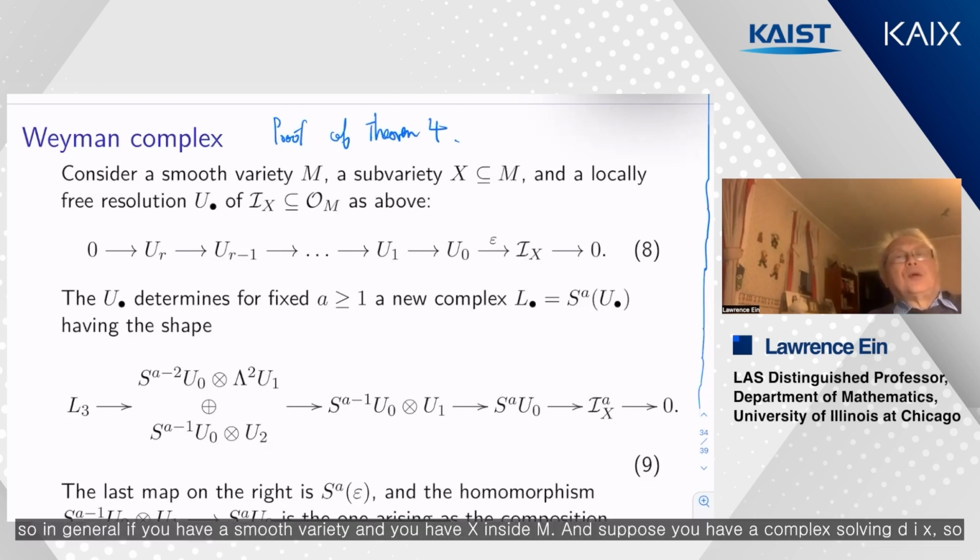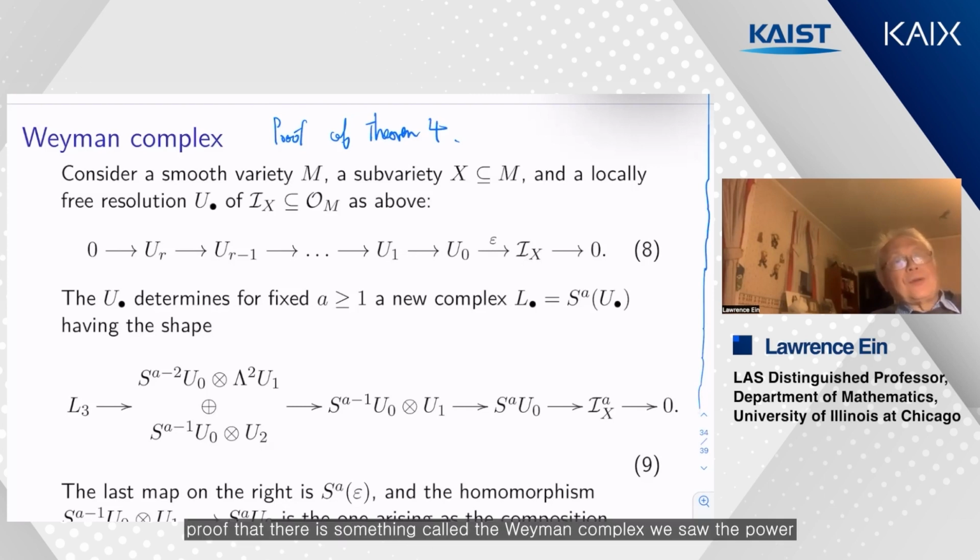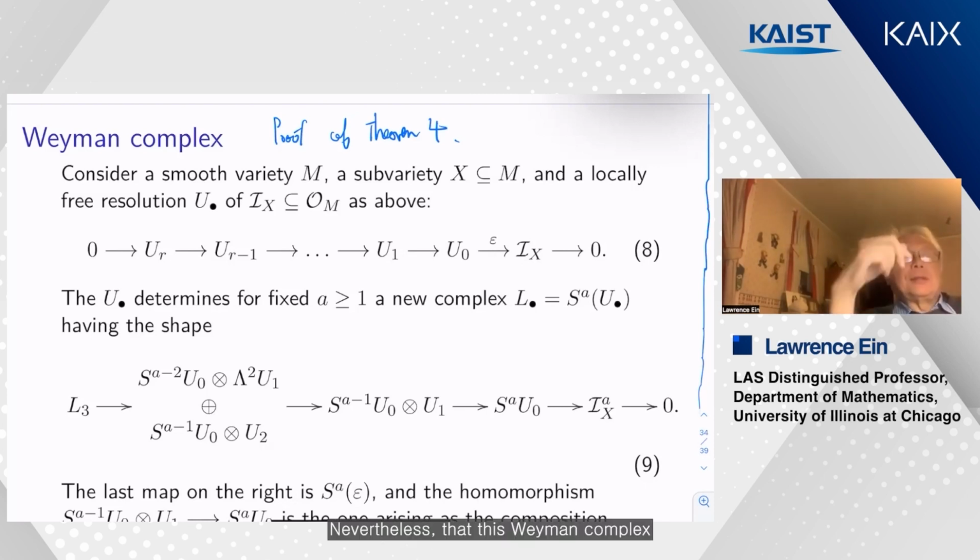Now, in general, if you have a smooth variety and you have X inside M, and suppose you have a complex resolving the I_X, so you have something like this, then Weyman proved that there is something called the Weyman complex, which resolves the powers of the ideal. Now, remember X here is not something defined by a regular sequence, so one does not expect it to be something really nice. But nevertheless, there's this Weyman complex, and this is how you construct that.